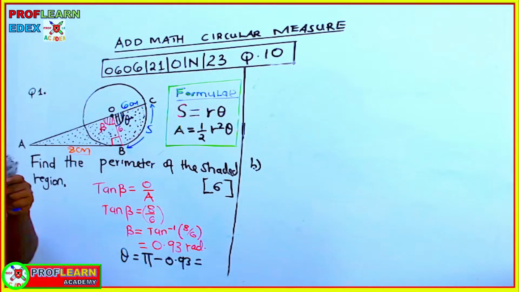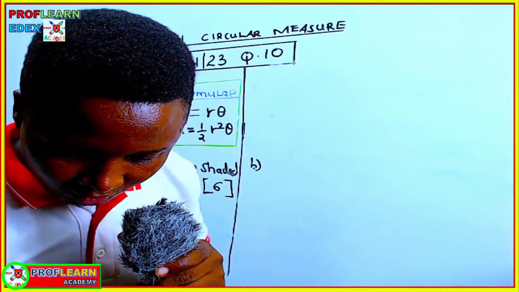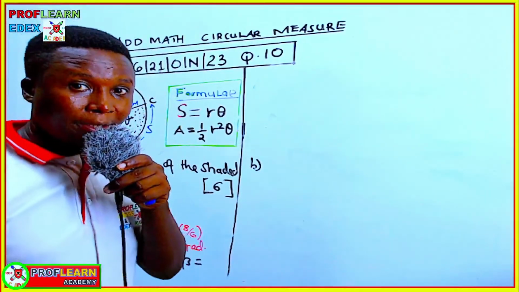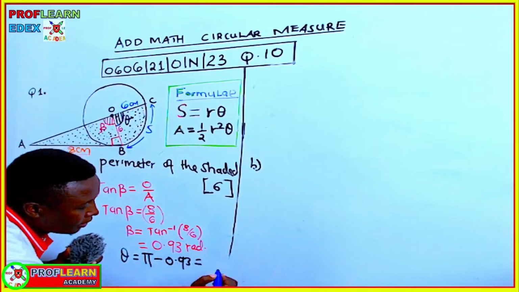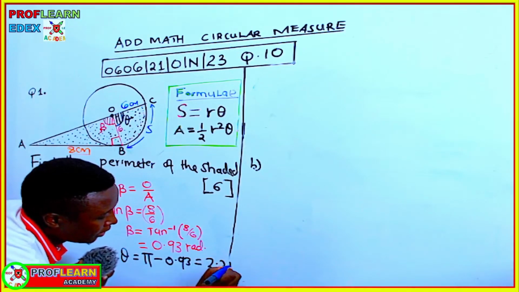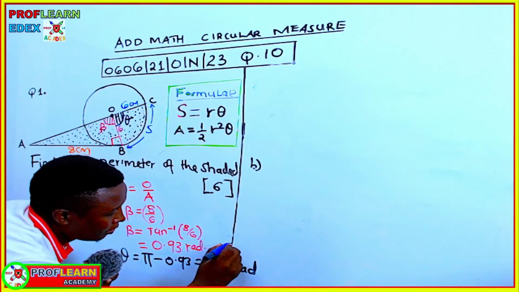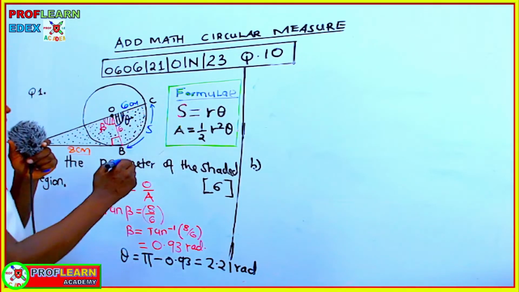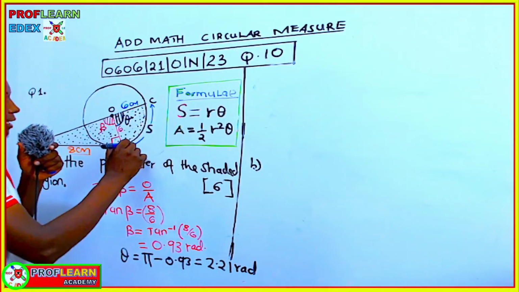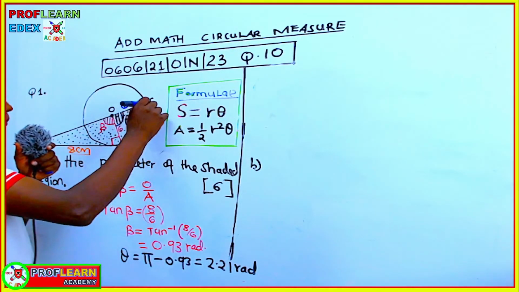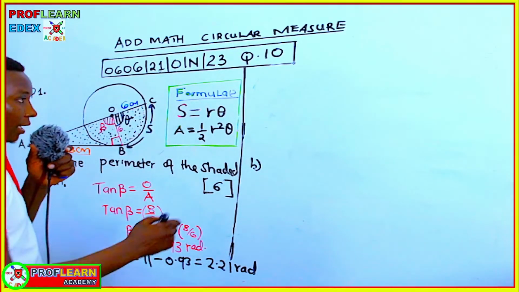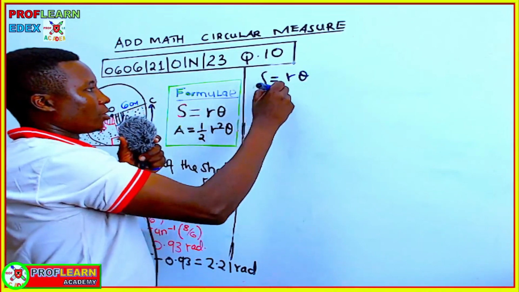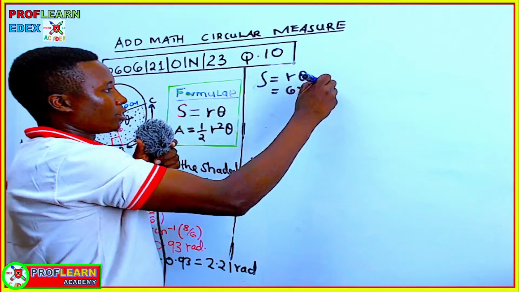If we work it out, pi minus the answer, we're going to get 2.21 radians. So the angle that we have at this given point is 2.21 radians. So for us to find the arc length, we can apply the formula. Arc length S is going to be r theta, which is 6 times 2.21.